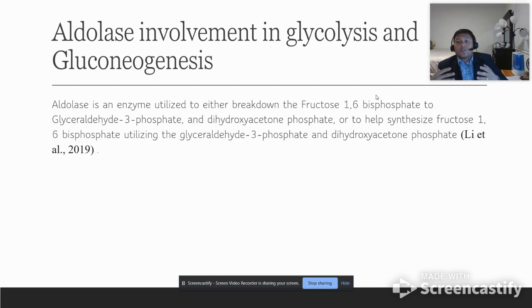However, when we have too much pyruvate, with more fructose 1,6-bisphosphate breaking down into dihydroxyacetone phosphate and glyceraldehyde 3-phosphate, we can utilize those two molecules to combine and form fructose 1,6-bisphosphate to proceed with gluconeogenesis, converting pyruvates into glucose.